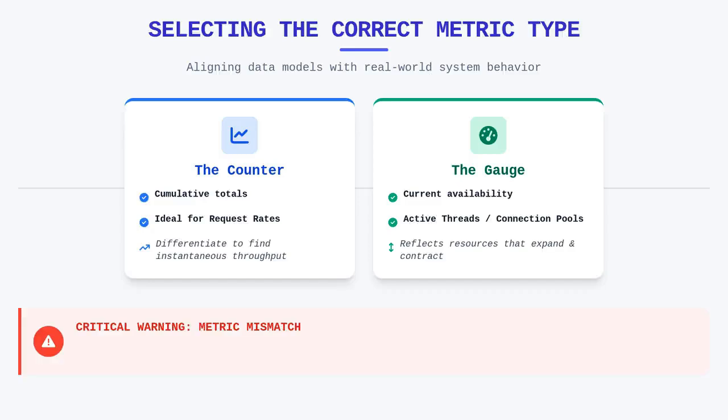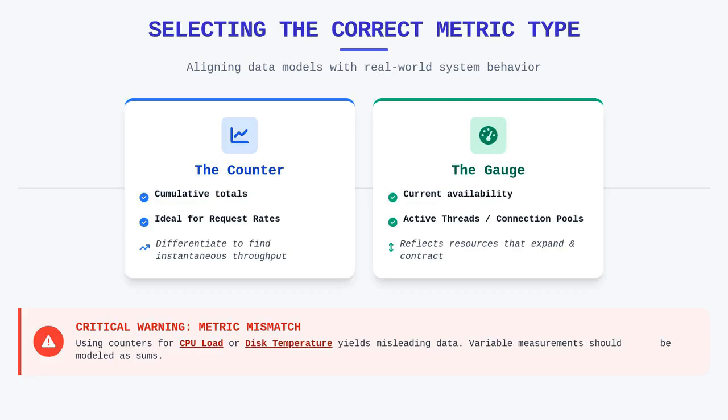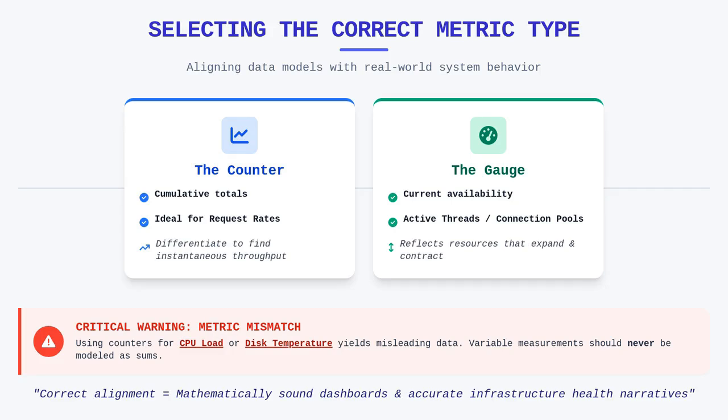Attempting to use a counter for something like disk temperature or CPU load will yield misleading information, as these are inherently variable measurements that do not represent a total sum. By aligning your metrics with these profiles, you ensure that your dashboards and alerts are mathematically sound and provide an accurate narrative of your infrastructure's health.